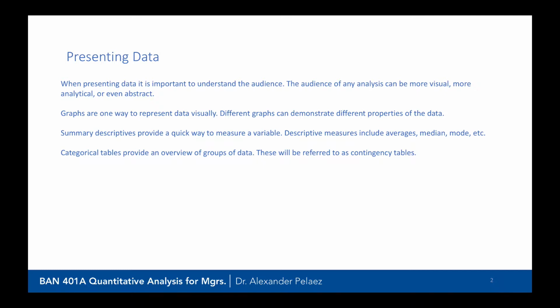So we have a couple of different ways that we will actually present data. One of them is to use graphs. And graphs are a fantastic way to represent data visually. And we have different types of graphs for different elements of data, from pie charts to box plots to line charts. It all depends on the type of data that we're trying to present.